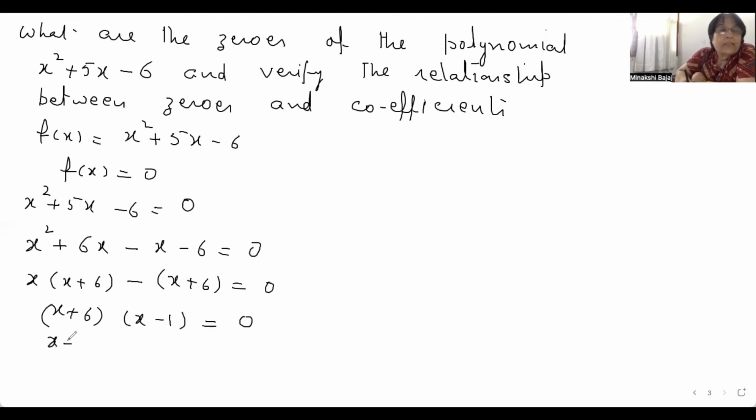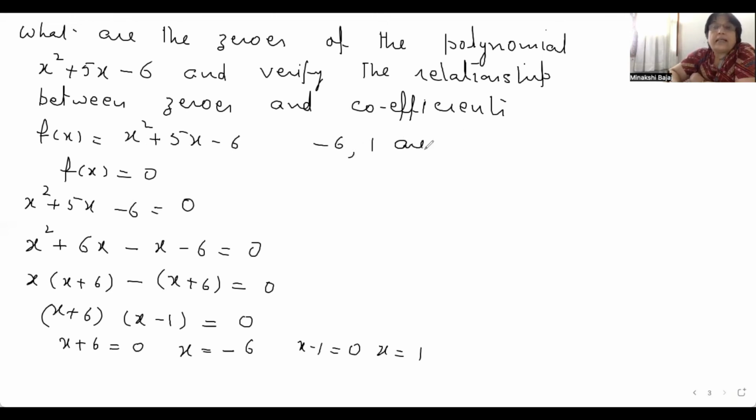So either x plus 6 is equal to 0, so the value of x is equal to minus 6, or x minus 1 is equal to 0, so x is equal to 1. It means minus 6 and 1 are the zeros of the polynomial.